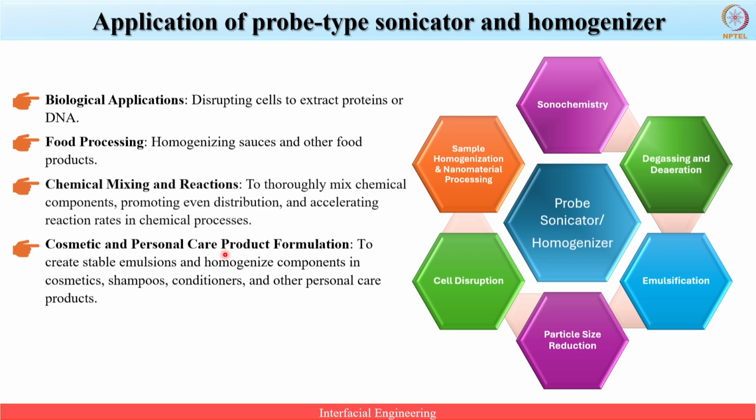And if we talk about the droplet size, probe type sonicator generally produces smaller droplets due to intense ultrasonic energy, whereas homogenizer focuses on uniformity over fine droplet sizes. If we talk about the application ranges, homogenizers are better suited for applications involving large scale mixing, while probe type sonicator excels in nanoscale dispersion and breaking aggregates. Now let's move to the demonstration part.